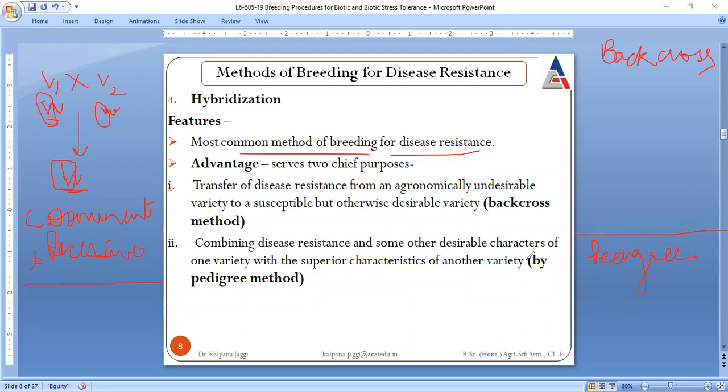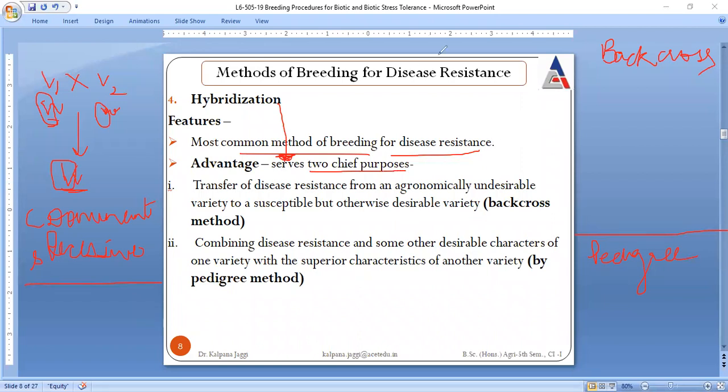Hybridization here is being done by two methods. The very first one is said to be backcross and the other is said to be pedigree. Hybridization is actually serving two purposes.